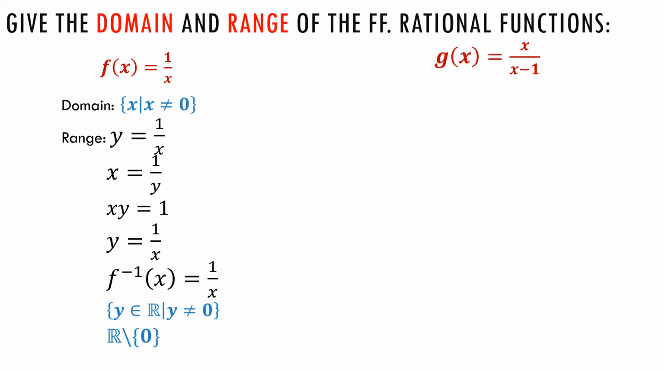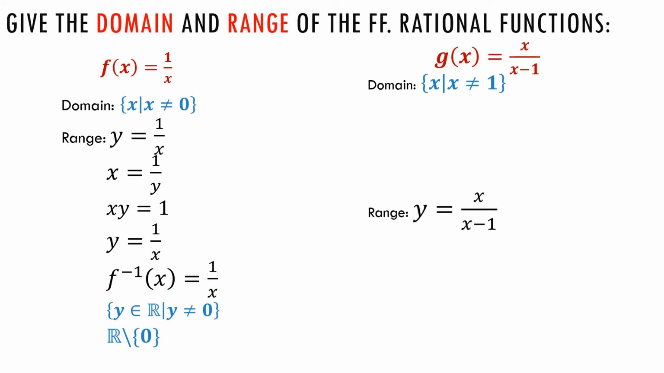For the second example, we have g of x equals x all over x minus 1. So, ano yung value ng denominator that will make it 0? Excluded na siya sa domain natin. So, ano siya? So, we have 1. Therefore, the domain is the set of all x such that x is not equal to 1. For the range, kunin naman natin ang kanyang inverse.